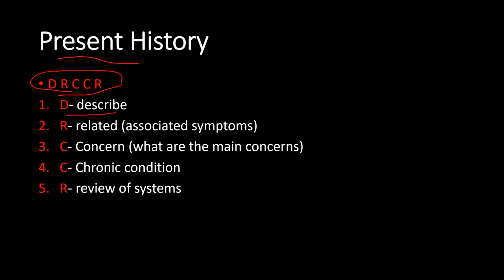D is for describe. Today my example is HSP, Henoch-Schonlein purpura, with joint pain. This is your history. You will ask after introduction, after rapport, and after taking permission to write some notes while taking the history.